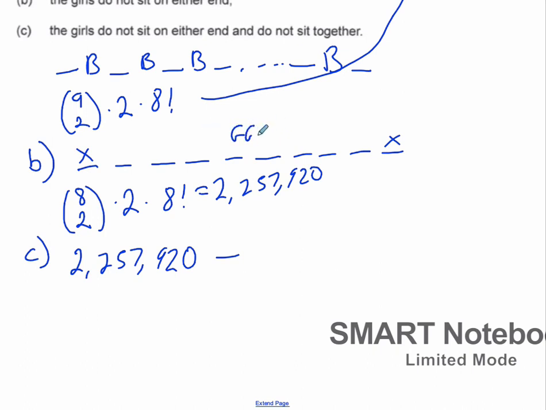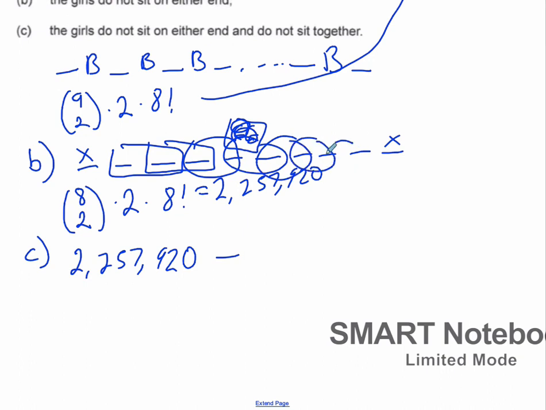Okay, so think of this like part A. Think of the girls as one person. Or actually, let's do it this way. 2 girls can sit here, that's one location, or here, that's 2, 3, 4, 5, 6, 7. There's 7 possible locations for the 2 girls to sit next to each other. There's 2 ways to rearrange the 2 girls, and then there's 8 factorial ways to arrange the boys. So if we do that calculation, we get 1,693,440.